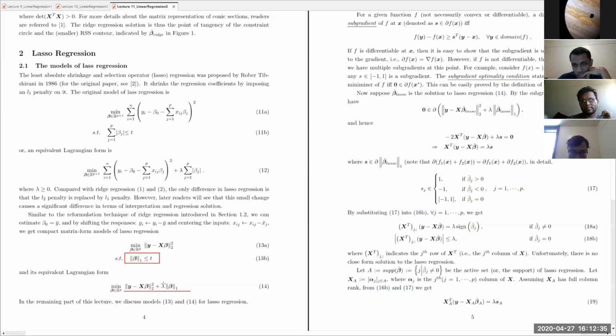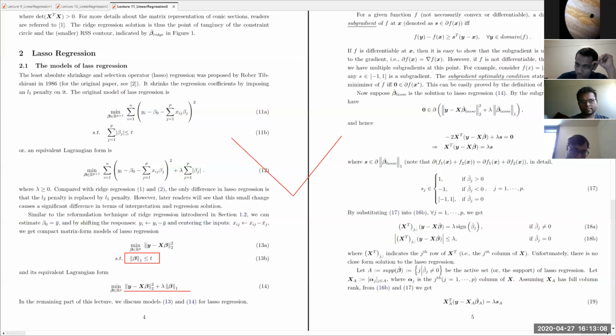What you are talking about is this. What I'm talking about is this. If that's the case, it's no longer going to be a diamond. You're talking about a diamond because of this. It's not a diamond at all. It is in this shape. That's why it's not differentiable. Diamond, because you have less than or equal to t. But here I'm talking about the Lagrangian form. It's not a diamond.